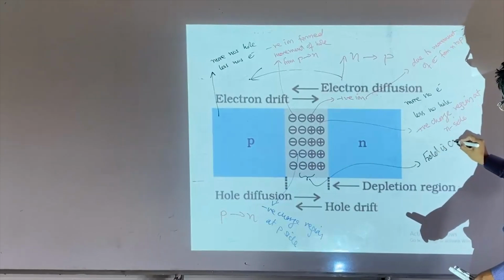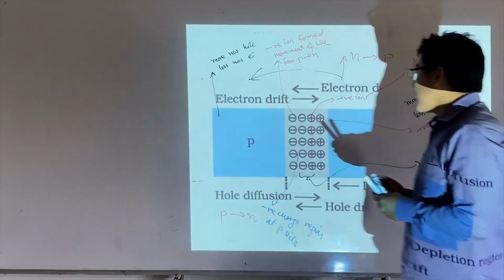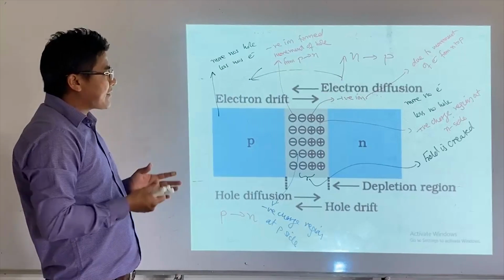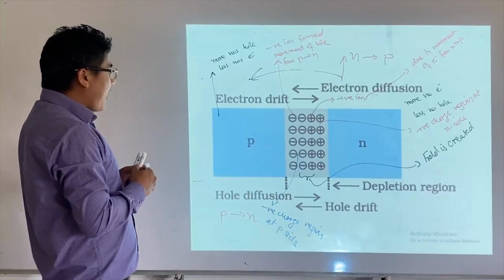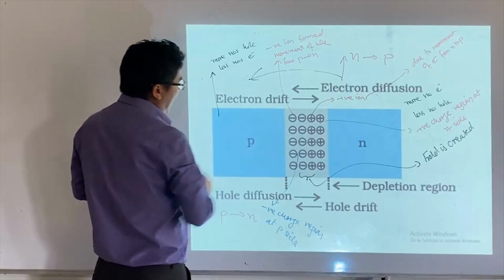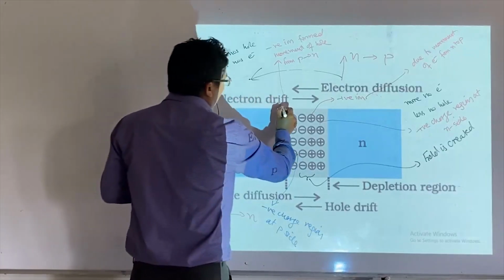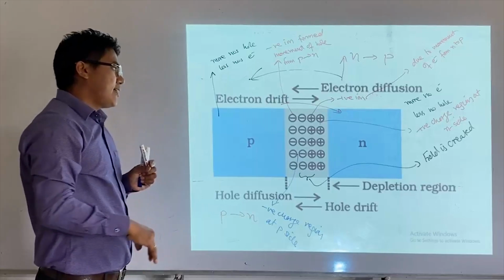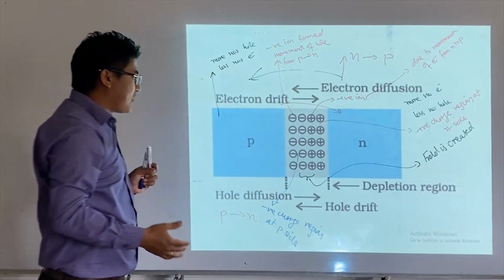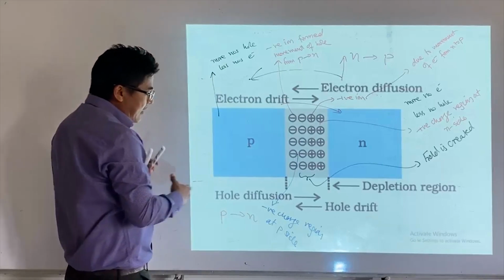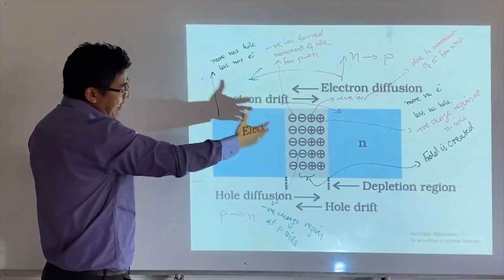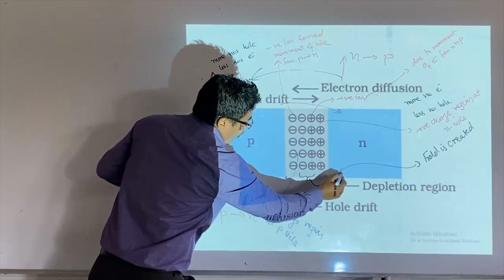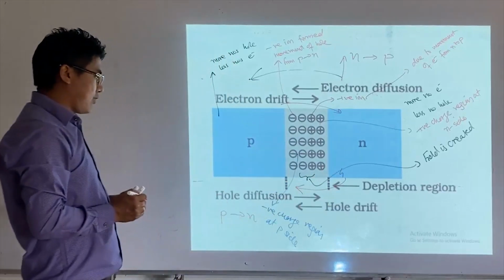Because of which an electric field is created. Alright? Once the electric field is created, the electron that is minority in a p-type dips into the n-type semiconductor, which is what we call a majority. And the hole that is minority in an n-type dips into the p-type.